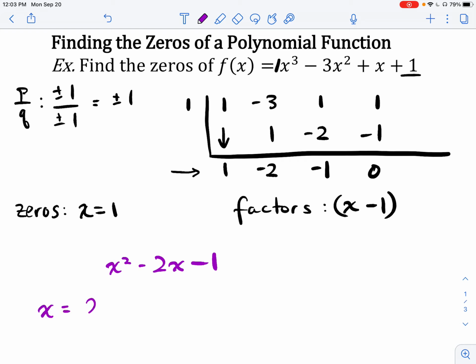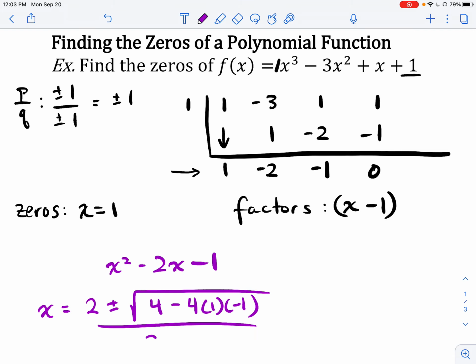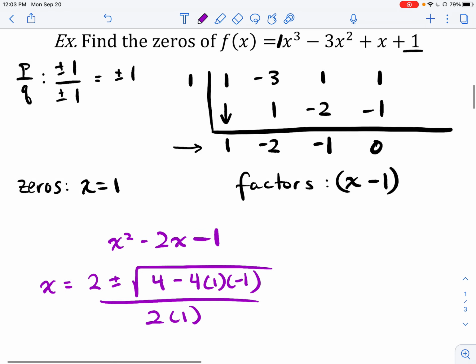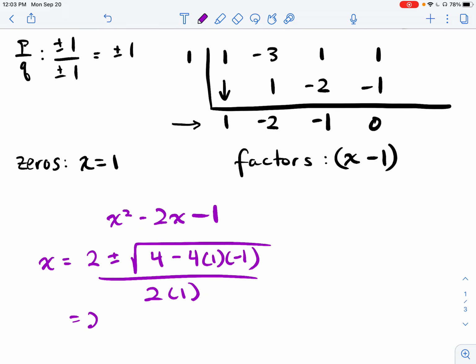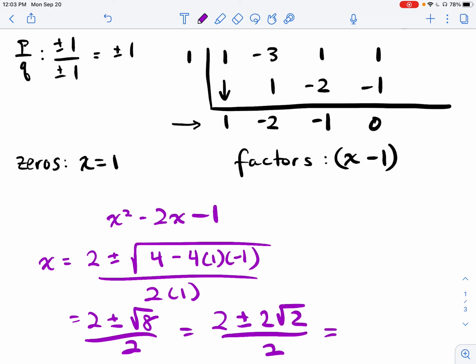So negative b, which is just positive 2, plus or minus the square root of b squared, 4, minus 4ac, all of this over 2a. And if I break this down a little bit further, I can say this is 2 plus or minus the square root of 4 plus 4, which is 8. So I see my radicand is 8. Let me just write that first, all of this over 2. So this is 2 plus or minus, if I simplify my radical, 2 root 2 over 2, which is just 1 plus or minus root 2.